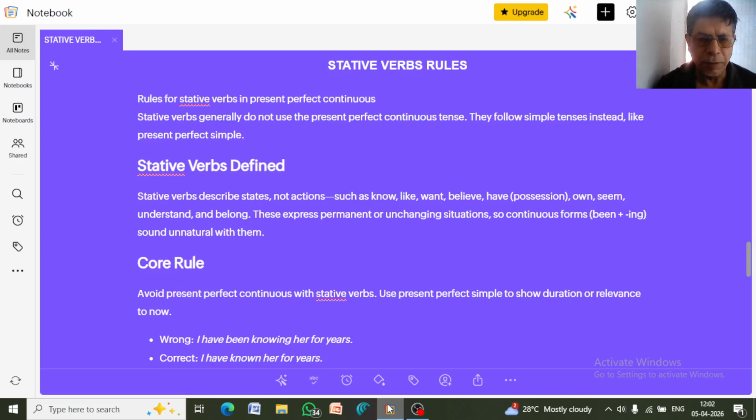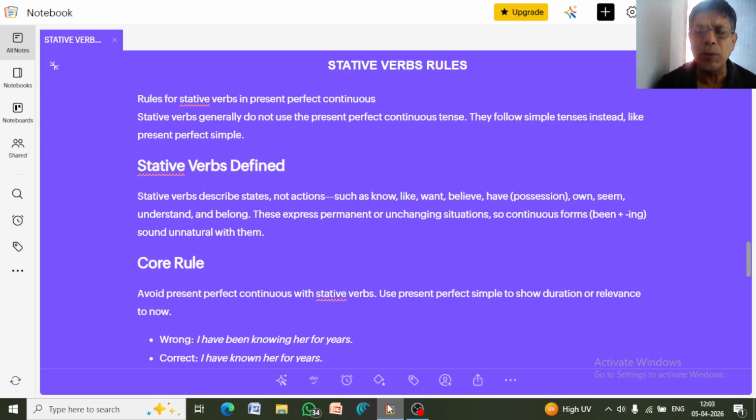In this video, I have a very important topic, stative verbs and their rules of usage. These stative verbs are known but not well known by the high school students. They often learn stative verbs in a different group. Rules for stative verbs in present perfect continuous. Stative verbs generally do not use the present perfect continuous tense. They follow simple tenses instead, like present perfect simple.